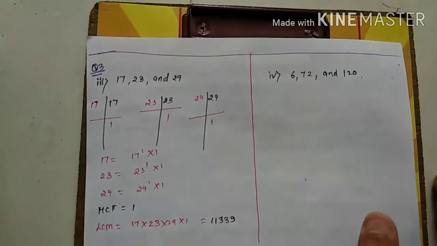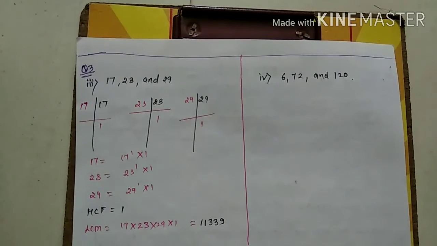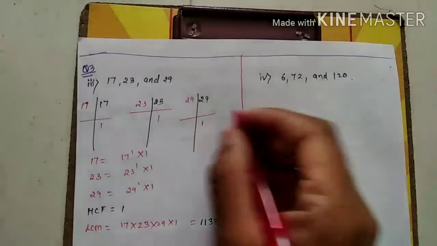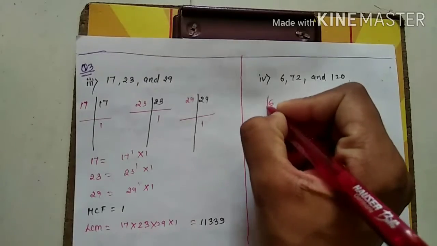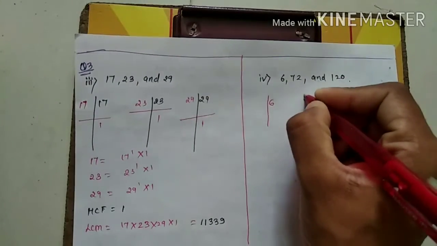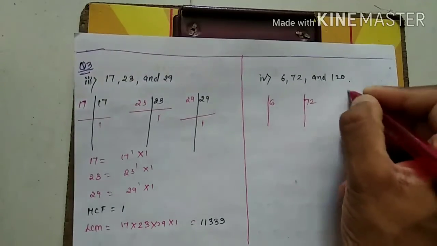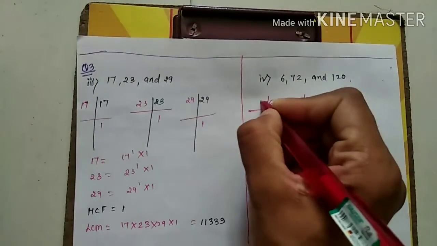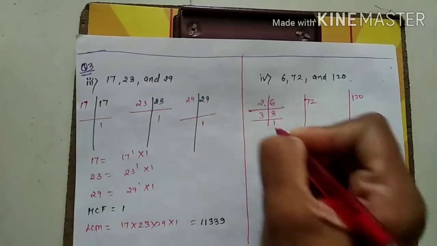Now come to question number 4. Again, question number 4 is very easy to solve. Just see here, I am writing here. Again, 6 I have to factor, then I have to factor 72, then I have to factor 120. Correct? Now check. 6, 2 3s are 6, 3 1s are 3.